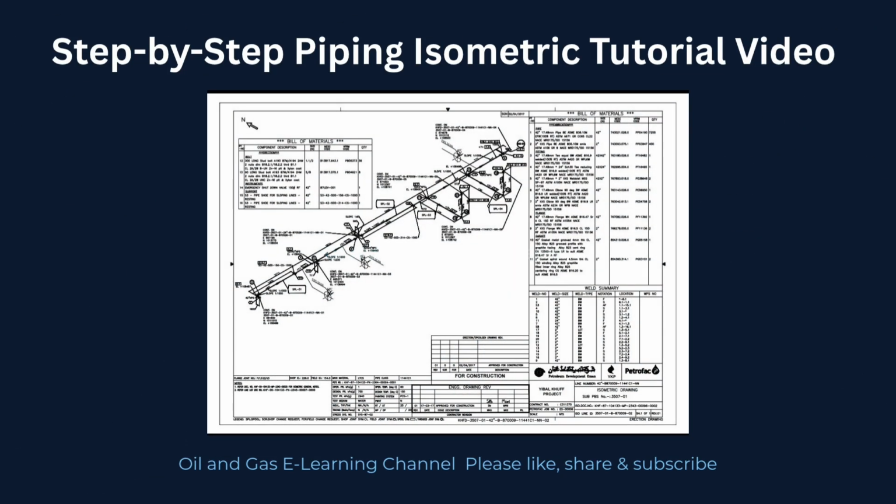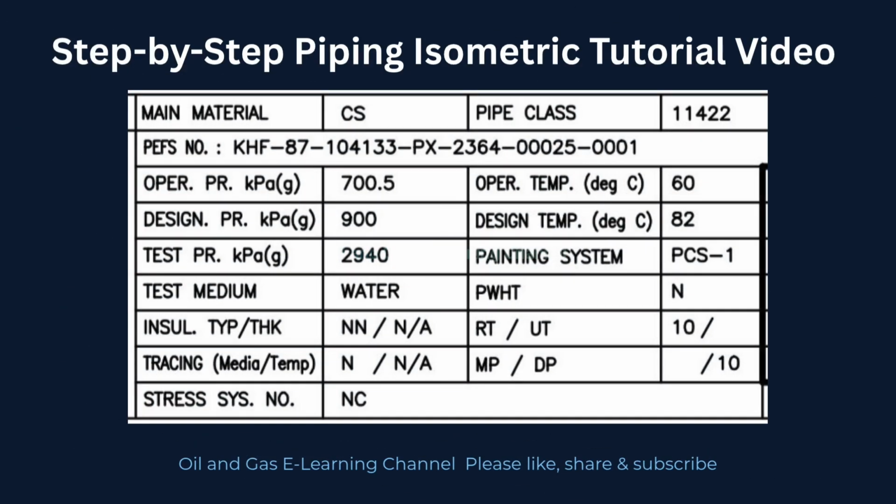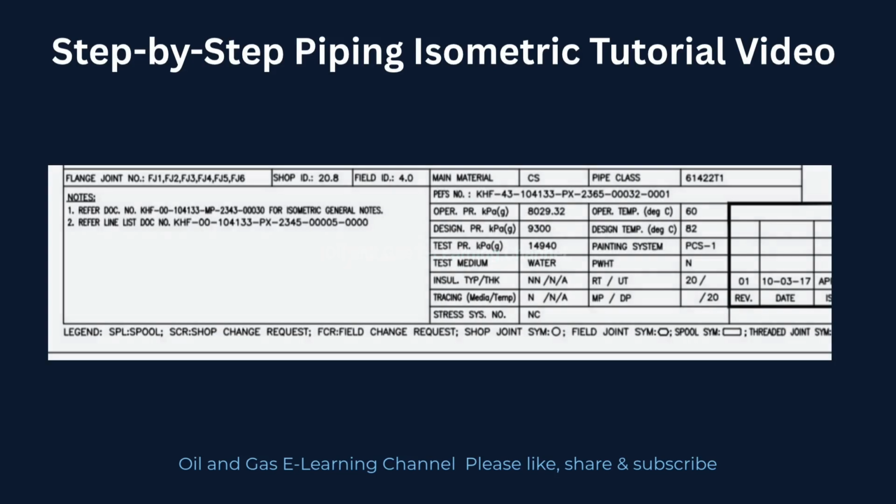Finally, every piping isometric includes a table, often located near the title box. It shows design and test pressure, design and operating temperature, painting system, insulation requirements, NDT requirements, line tracing requirements, P&ID and GAD references, legend and notes. This table is your quick reference guide to understanding the piping system's operational details.